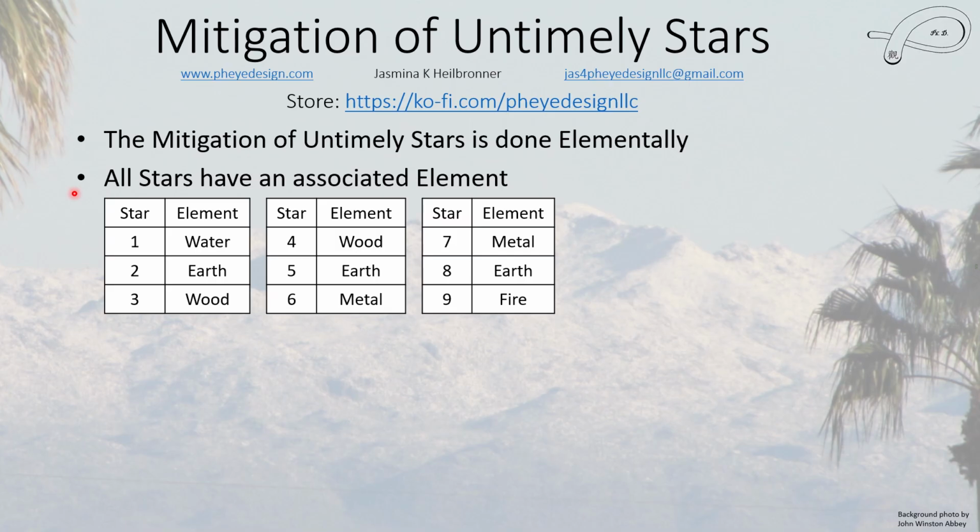There are two stars, the star 1 and the star 9, that are the only stars that have that element. Star 1 has water, star 9 has fire. No other stars have water or fire. We have three stars that are Earth stars, the 2, 5, and 8. And then we have two wood stars, the 3 and 4, and two metal stars, the 6 and 7.